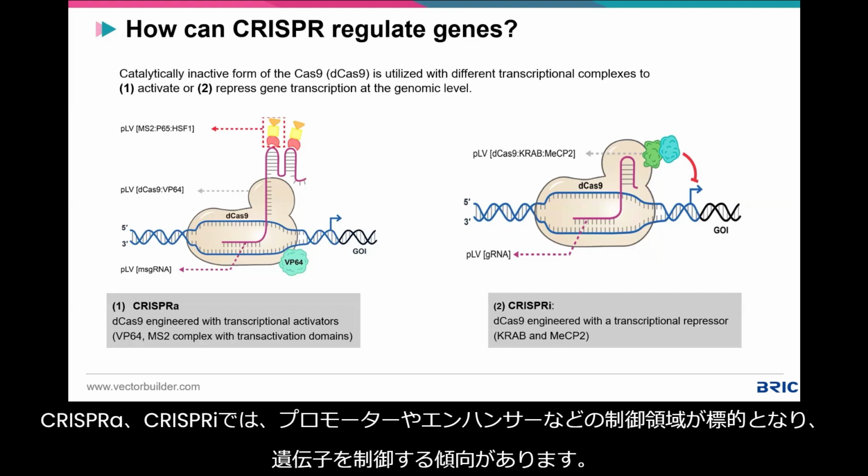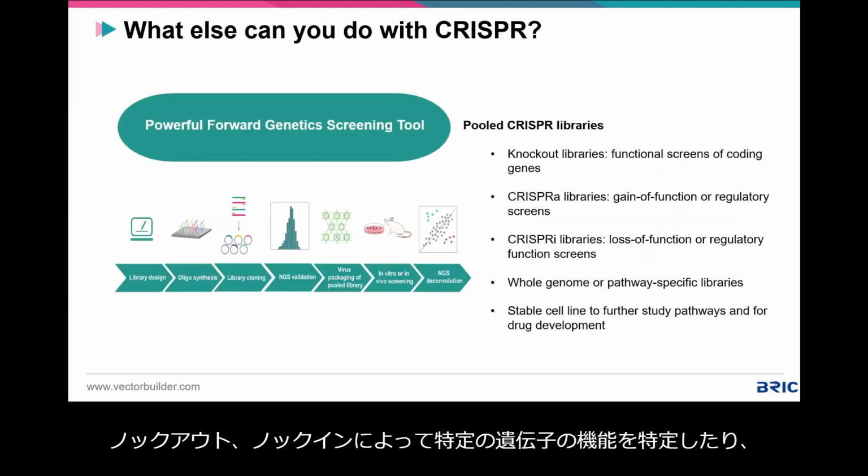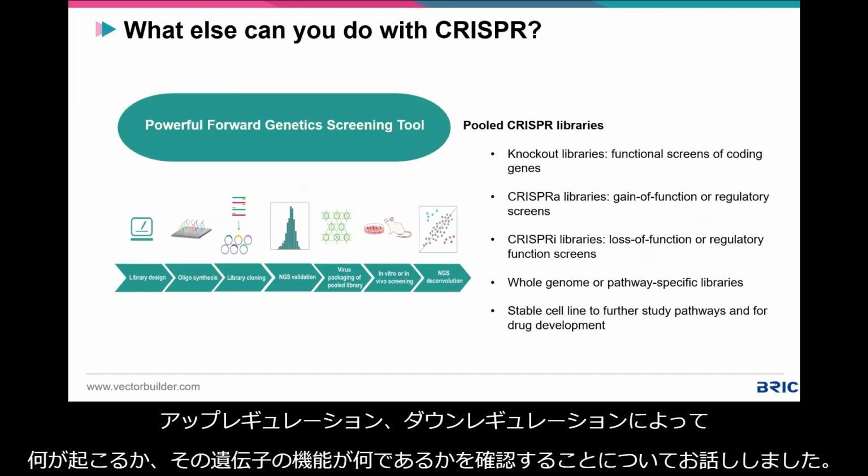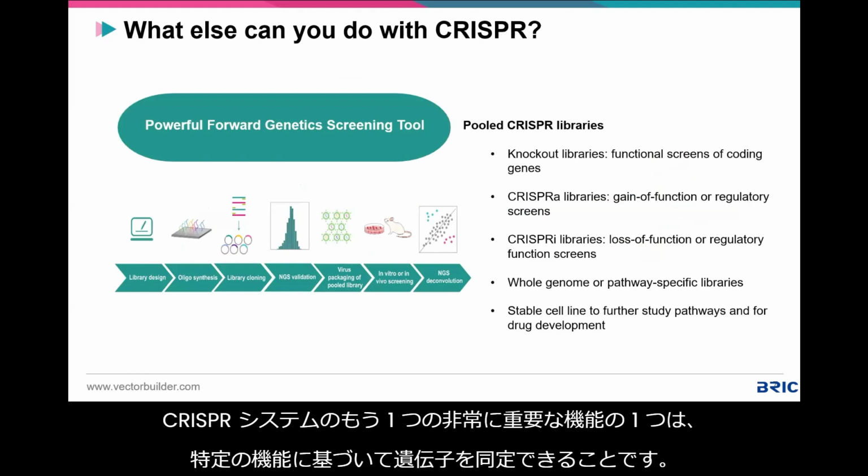We use the CRISPR system to regulate genes. All right, so we talked about maybe identifying the function of a specific gene by either knocking it out or by knocking it in, upregulating it or downregulating it, and seeing what happens, what the function is. One of the other really important functions of the CRISPR system is to be able to identify genes based on a specific function.